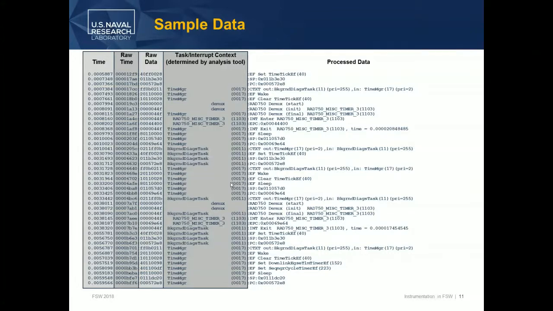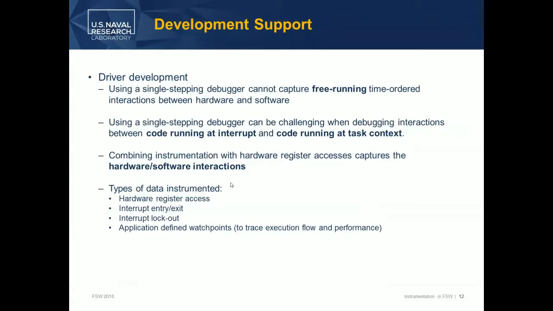When we swap out a task, we record the stack pointer and program counter of that task, so we can even do a limited traceback of where the tasks are being swapped. And you have some information about an interrupt here. This is a Red 750 trace, so you have a miscellaneous timer 3 coming in and coming out. So we'll go through some more details and put some more context into these.